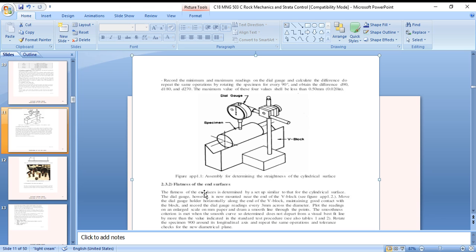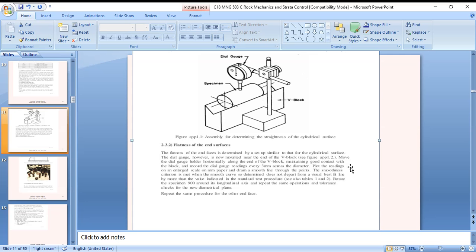The flatness of the end surfaces. The flatness of the end faces is determined by a setup similar to that for the cylindrical surfaces. The dial gauge, however, is now mounted near the end of the V block. Move the dial gauge holder horizontally along the end of the V block, maintaining good contact with the block. Record the dial gauge reading every 3 mm across the diameter. Plot the readings on an enlarged scale on paper and draw a smooth line through the points.